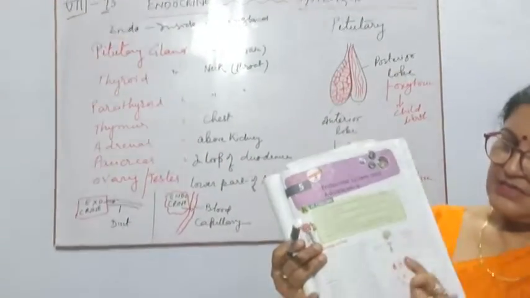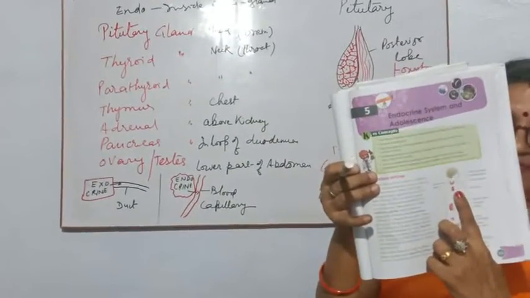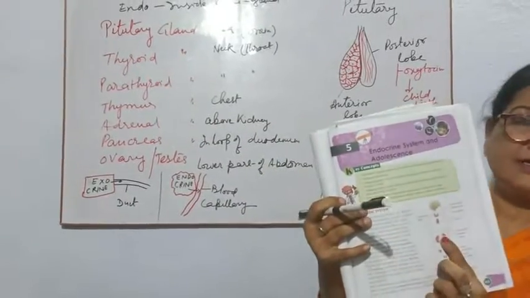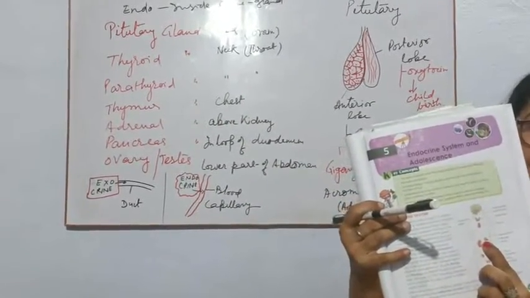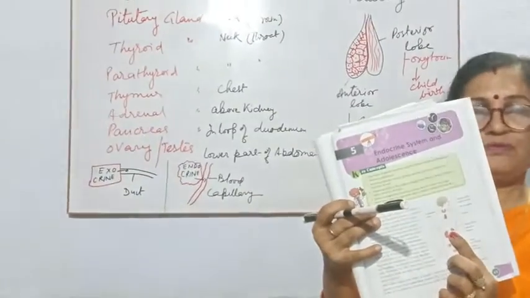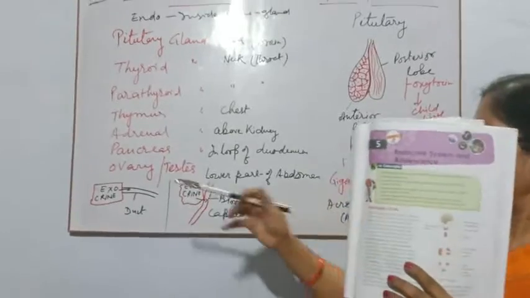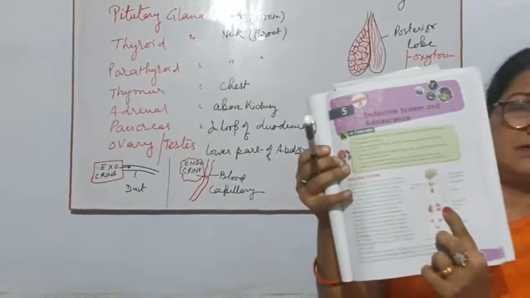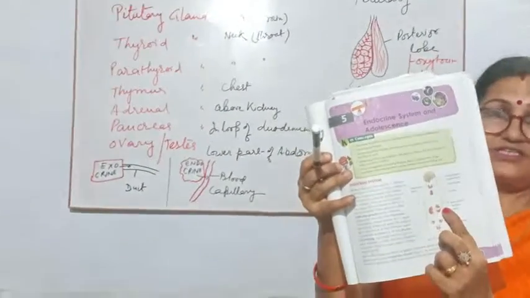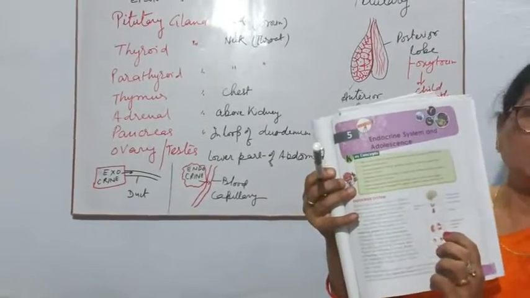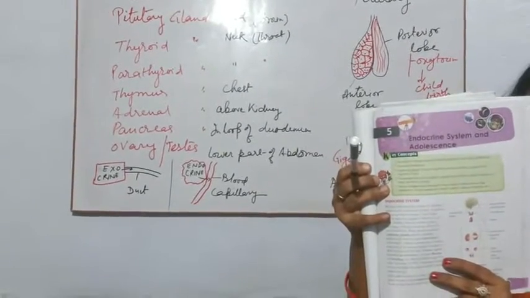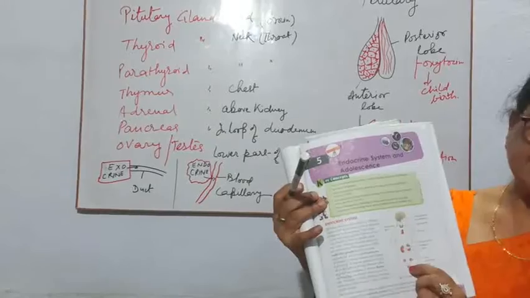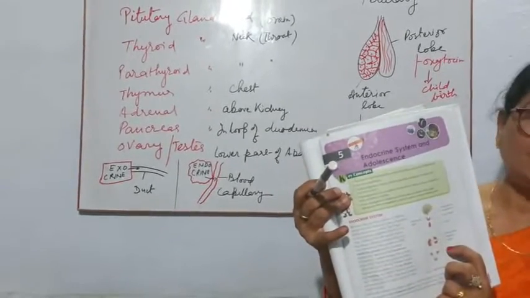Next is the thymus. You can see it is present in the chest region. Then next to it, the adrenal glands. Children, you can see these are present above the kidneys. We have two kidneys, so we have two adrenal glands, one over each kidney. Then this is the pancreas. You can see the yellow colored leaf-like structure present in between the loop of the small intestine, or you can say the duodenum. This is the pancreas. If the body is male, they have testes. If the body is female, then they have ovaries.